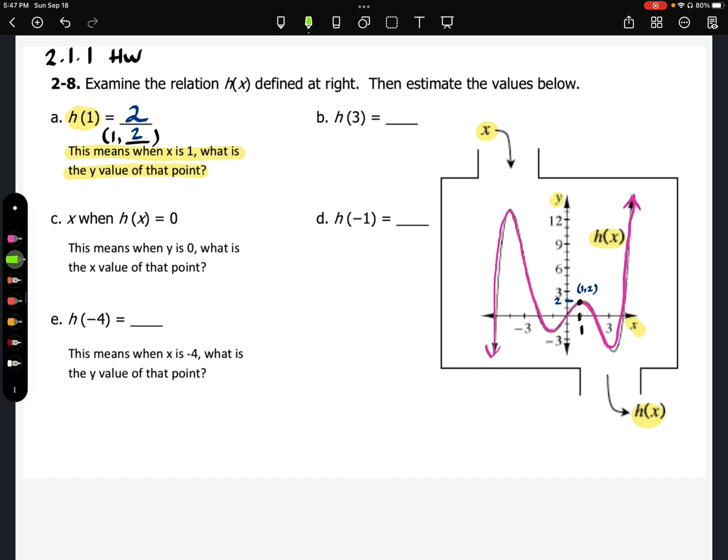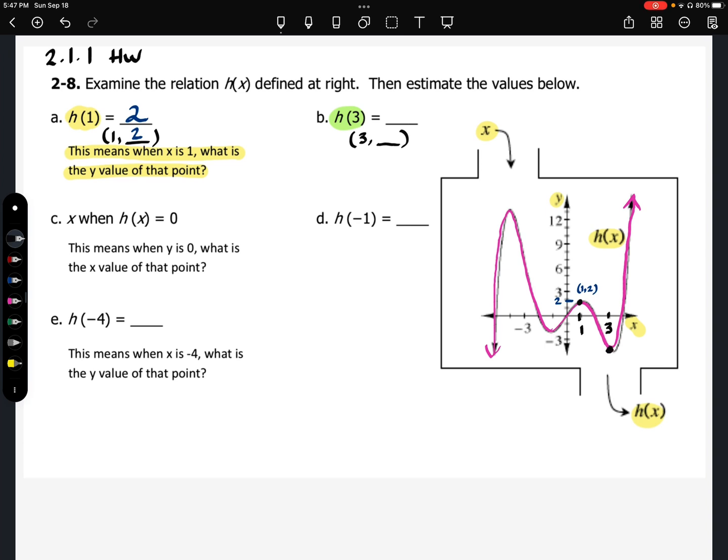Now let's look at B. For B, it says h of 3. So we're thinking about this one as, when 3 is the input, what is the output? So we find our 3 over here. Here's where 3 is for x. So here is where that point is.